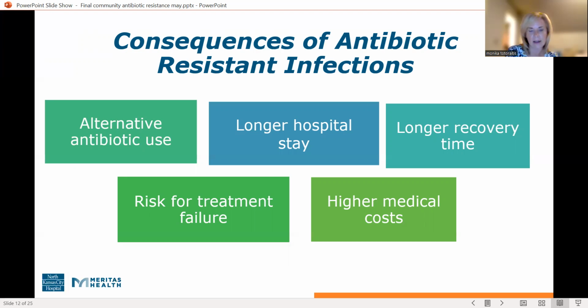Each time a bacteria becomes resistant to another antibiotic, treatment options become more limited. Our fear is that we may encounter a bacterial infection where there are no available antibiotics to treat it.